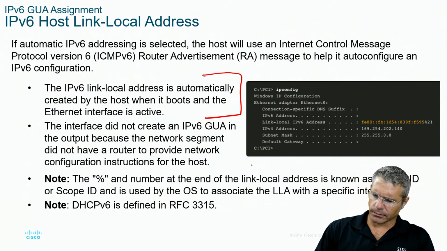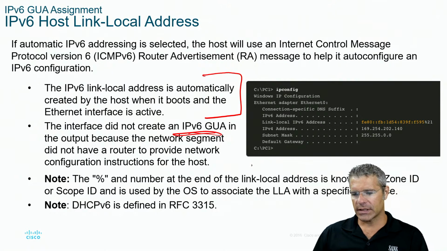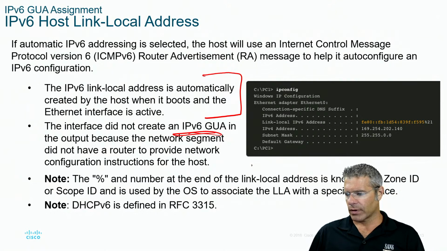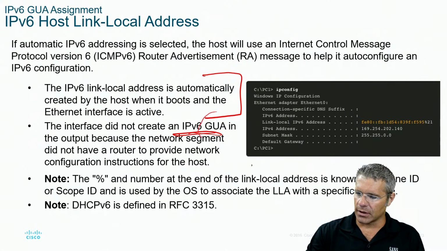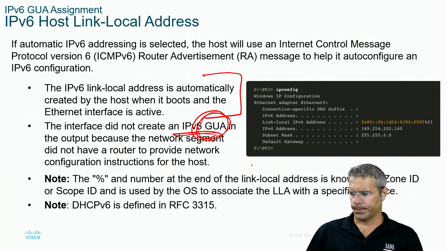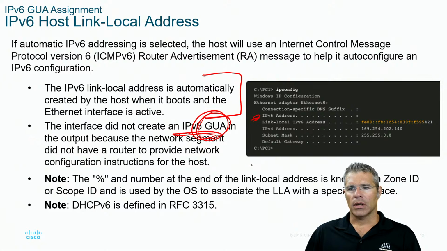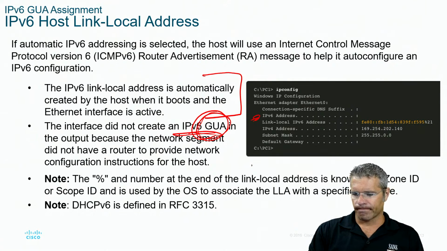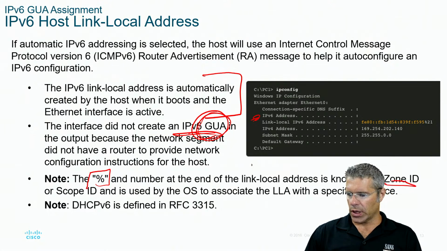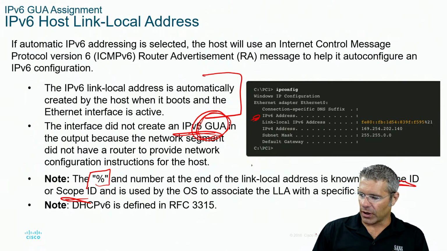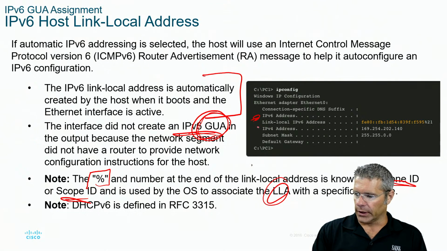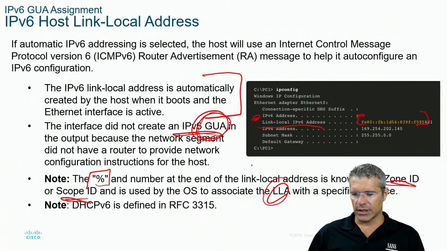If it did not create an IPv6 global unicast address, which in this case Windows calls an IPv6 address, it is because there was no router advertising. This % sign is the zone ID and the scope ID used by the operating system to figure out which link local address, the yellow part here, to associate with this interface.